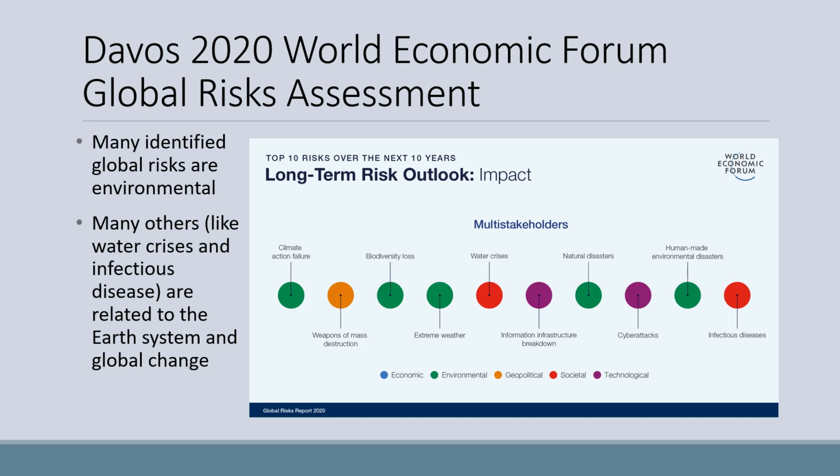To prove just how important and far-reaching the Earth system is, I wanted to show you a long-term risk outlook published by the World Economic Forum. Many of the global risks they identified were environmental, meaning they have to do with the Earth system. These included climate action failure, biodiversity loss, extreme weather, like storms, extreme heat, drought, or cold snaps, natural disasters, and human-made environmental disasters. But many other risks also have to do with the environment and global change.